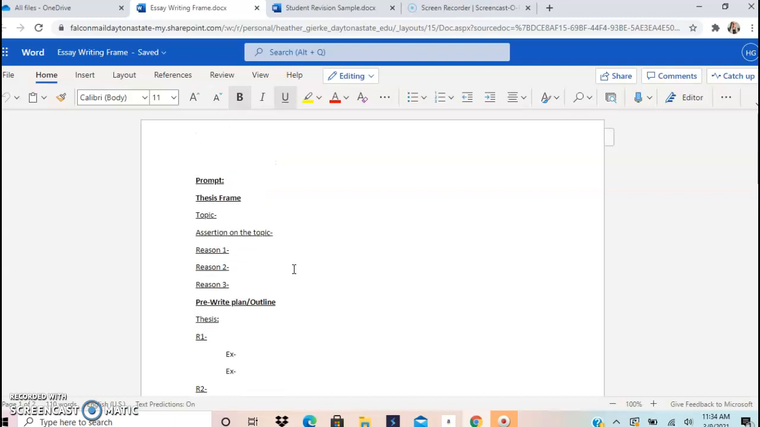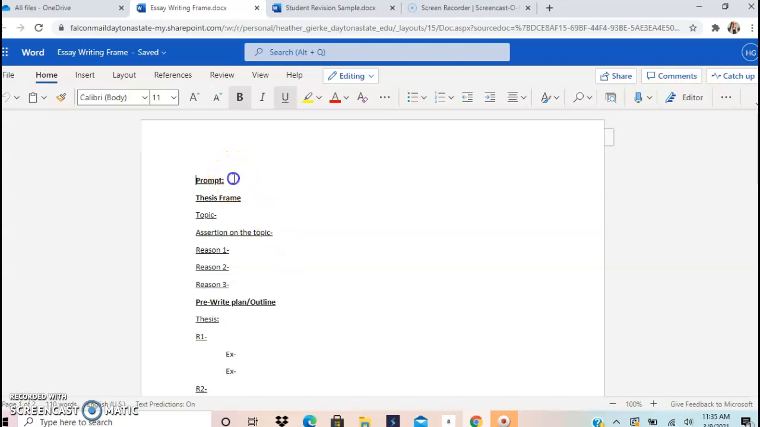I have here an essay writing frame, and I just wanted to walk through and explain everything if you do plan on using the frame to help you make sure that you're checking all the boxes for strong writing.